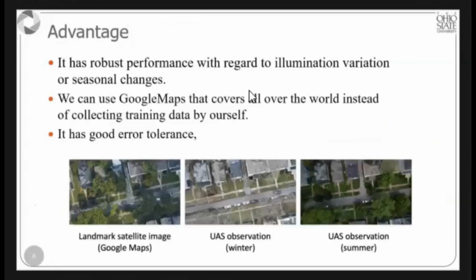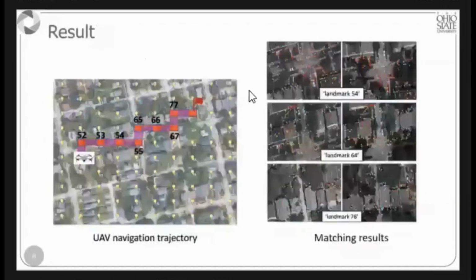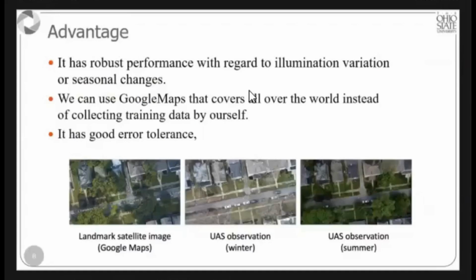By introducing the idea of landmark recognition using the image matching approach, it has robust performance regardless of illumination variation or seasonal changes. You see, the observation in winter and summer is kind of different from the satellite. So our method takes this advantage, and therefore shows the ability to resist environmental variation and is applicable in different seasons or most weather conditions.